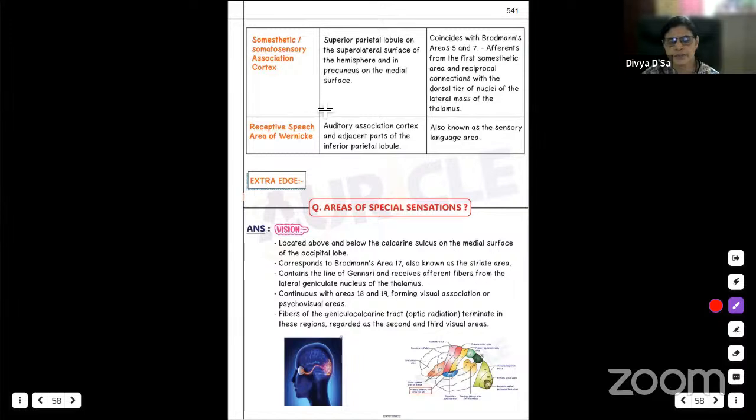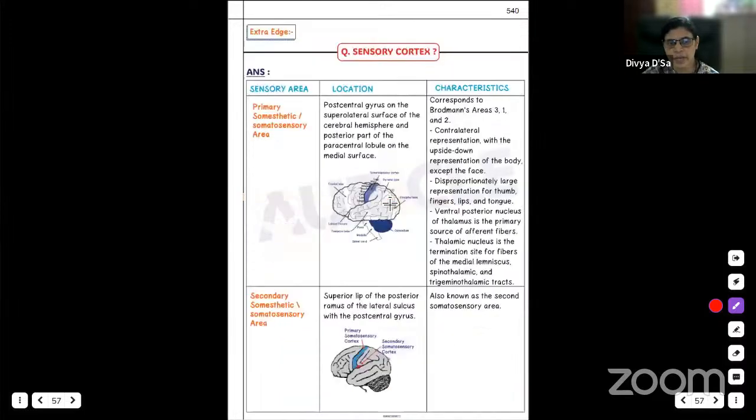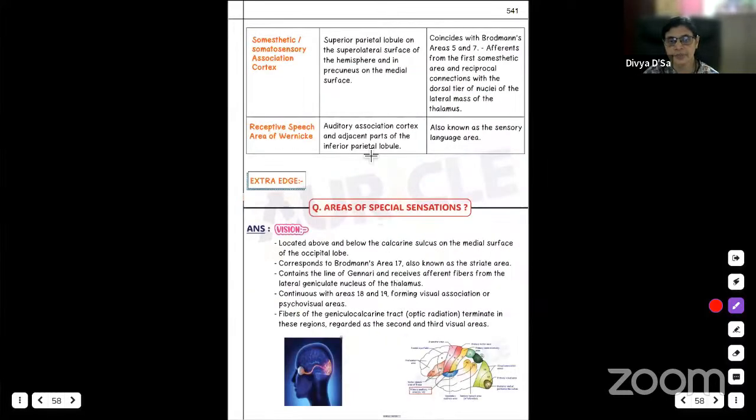Then we have the primary sensory area, areas 3, 1, 2, that is the post-central gyrus. Here we have areas 3, 1, 2, which receive the sensations from the opposite half of the body. What sensations? Pain, touch, temperature, proprioceptive sensations are received there.